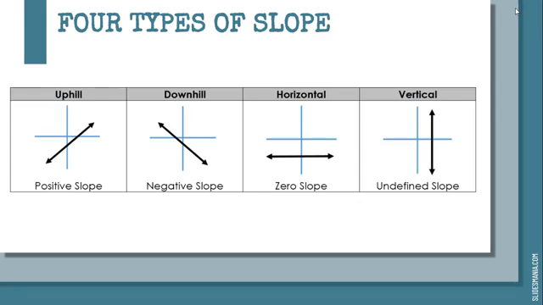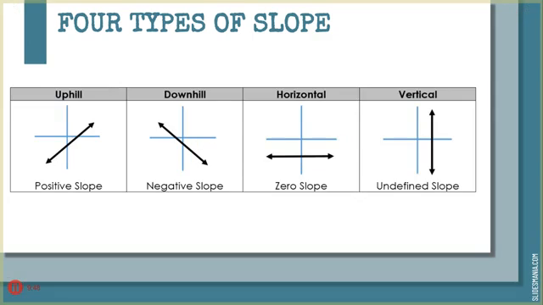So we're going to start with what types of slope we have. Well, we read left to right. So since we read left to right, we should already know what type of slope we're going to have. In this first picture, you will notice as we read left to right, we go uphill. If our line is going uphill, we should have a positive slope.